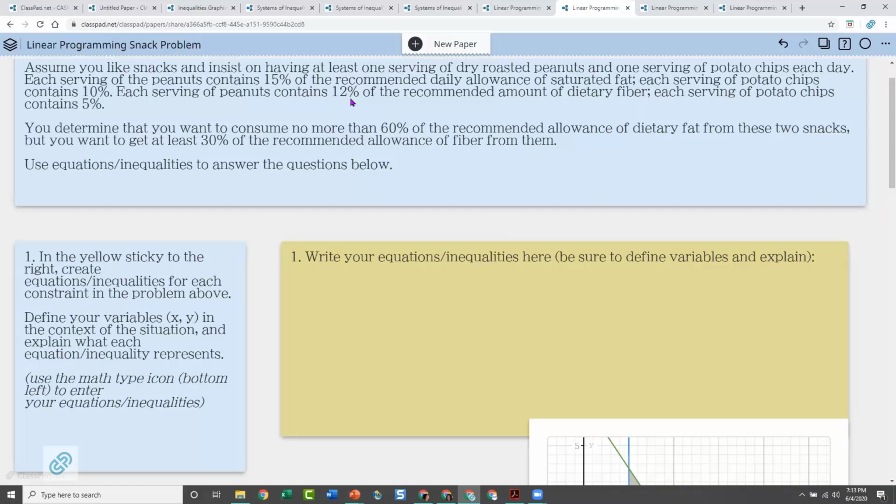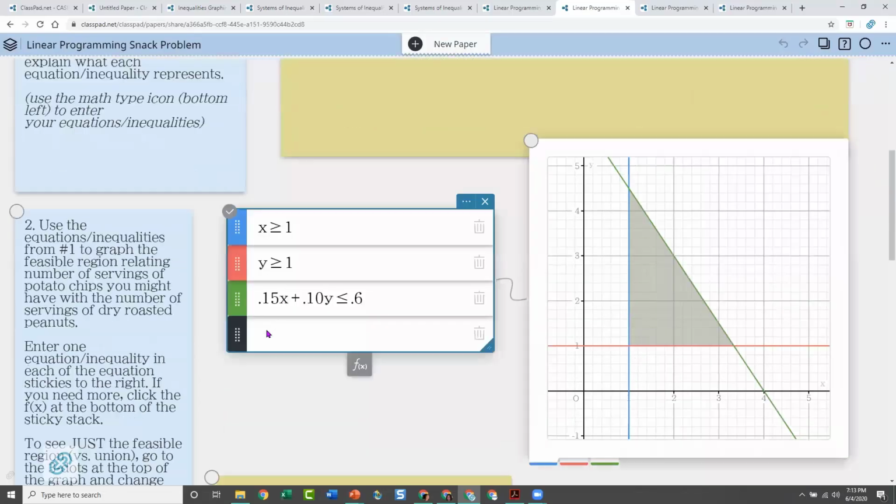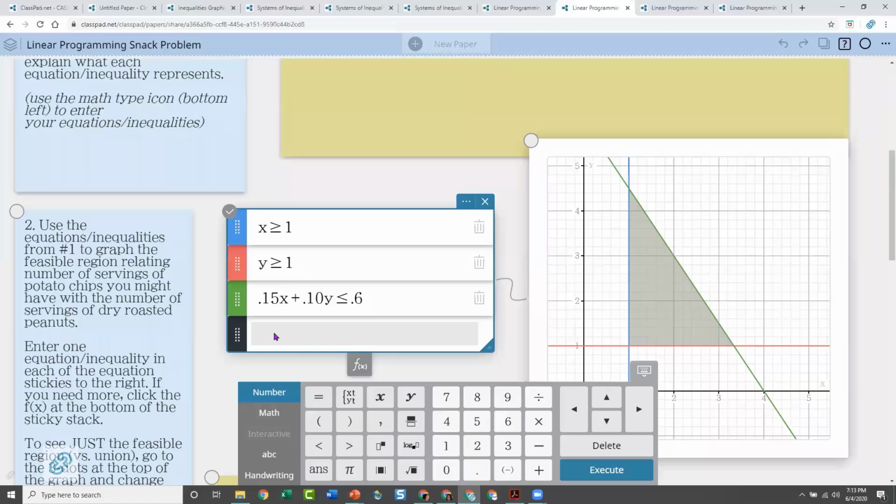Peanuts is 12% and 5%, and we have to get at least. So 0.12 plus, what was it, 0.05? And at least would be, and this is hard for everyone, greater than or equal to. I could use this down here. You can also use your keyboard to get greater than and equal to or less than and equal to. You hit the greater symbol and then the equal sign, and it puts them together. So that's another way to get that symbol in there. And what did I say it was, 30?